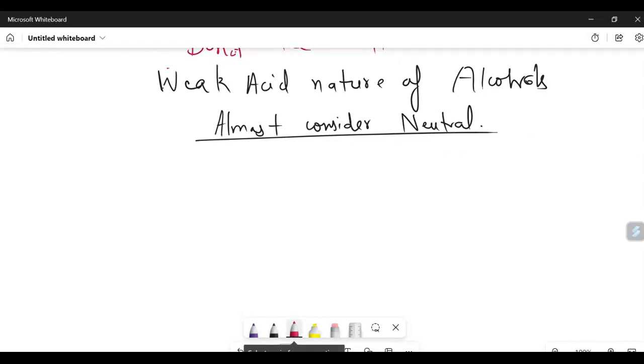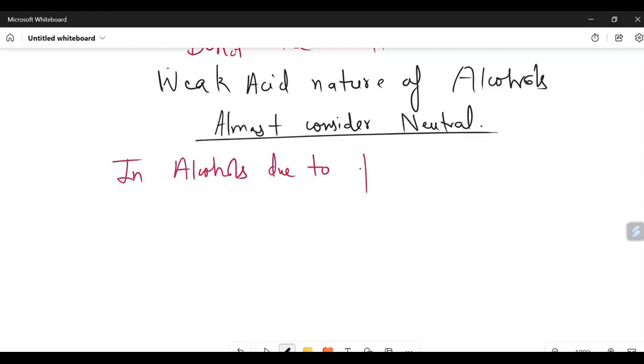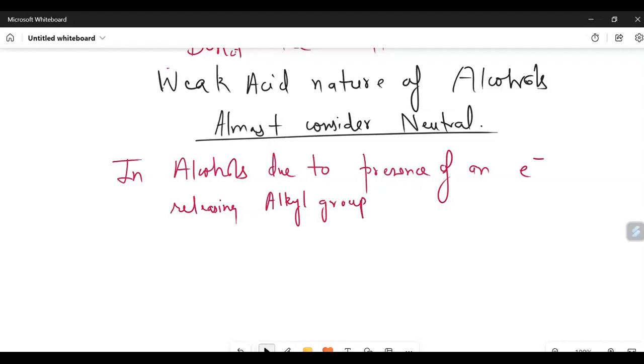In alcohols, due to the presence of an electron releasing alkyl group, electron density increases on the oxygen atom, and because of that, it hinders the release of proton. So that's why these are weak acids.